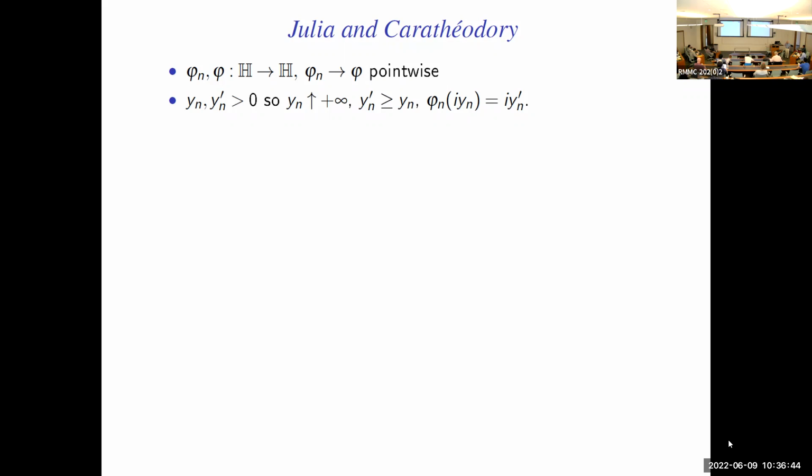So they push some points up on the y-axis. And you also know that phi_n converges to phi pointwise. And let's say that phi_n is represented using the Nevanlinna representation using parameters alpha, beta, rho, and alpha_n, beta_n, rho_n in the Nevanlinna formula. And there's a theorem, which is essentially the Julia-Carathéodory theorem, that beta is greater than or equal to 1 in this case.